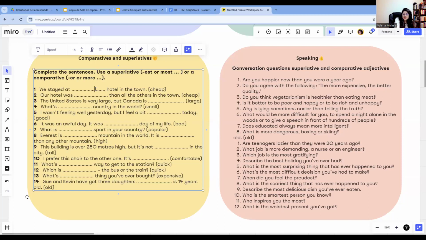Regarding the context, you need to decide whether this sentence needs to be a comparative one or a superlative one. It depends on the context again. And finally, we have speaking.